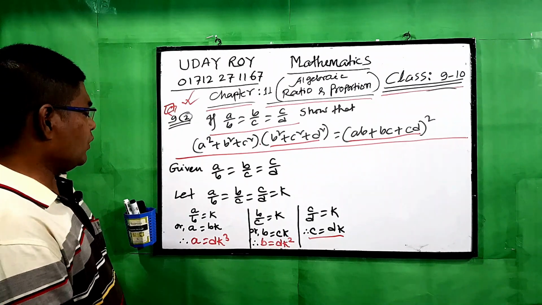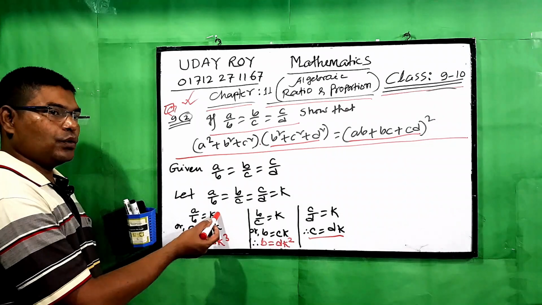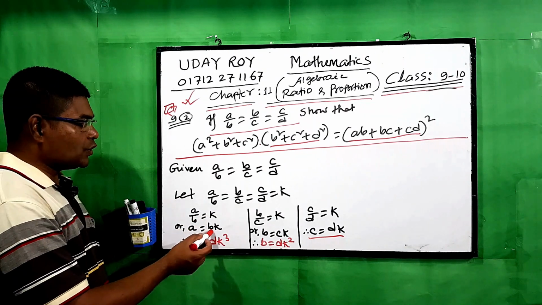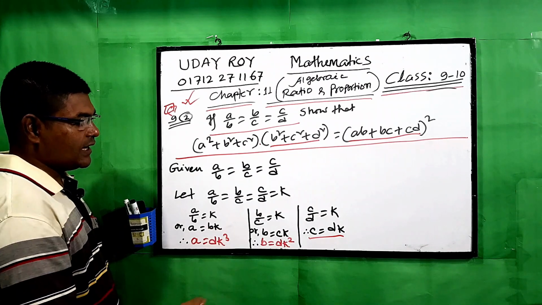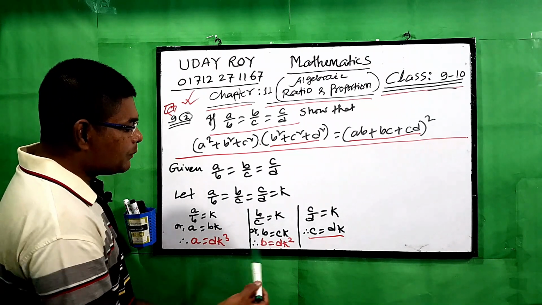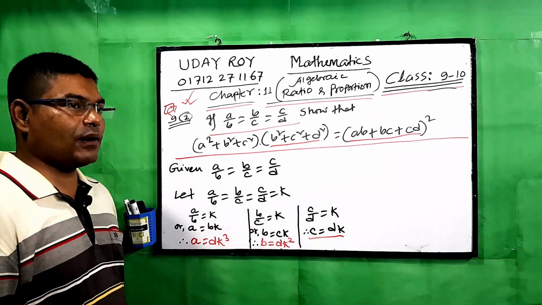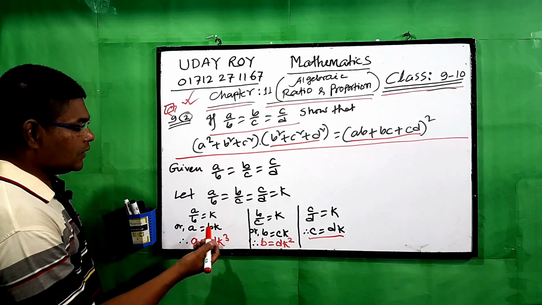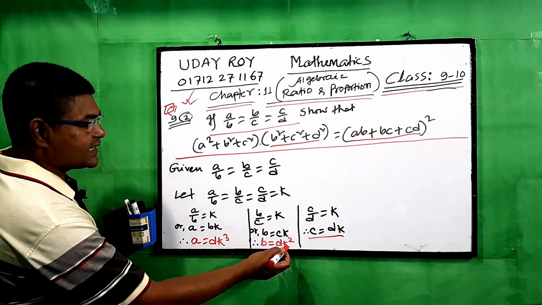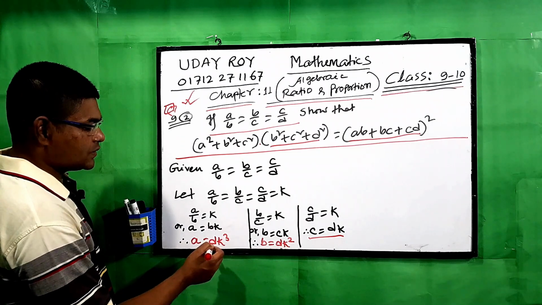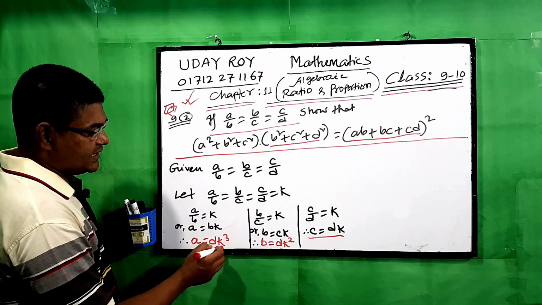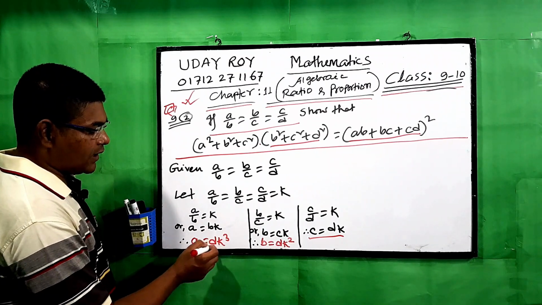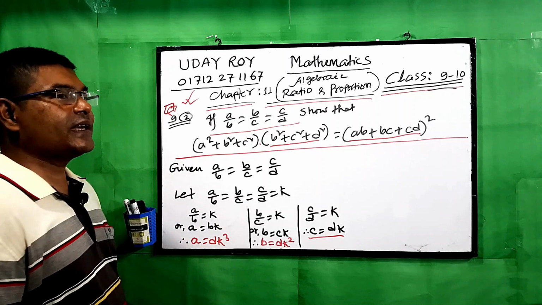Okay. Now a by b equal to k. A equal to bk. You can see here is b into k. But we have got b equal to dk square. So dk square into k, we have got dk cube. Just dk square into k, we have got a equal to dk cube.